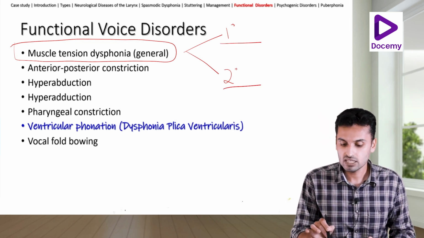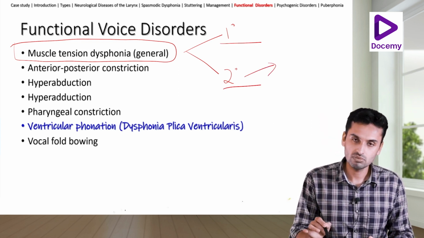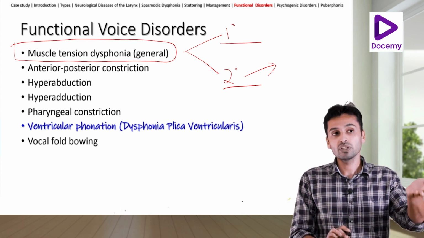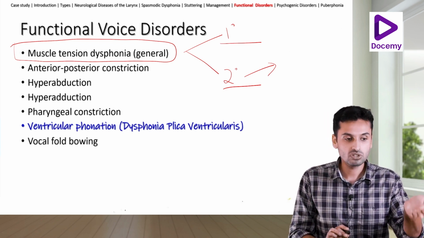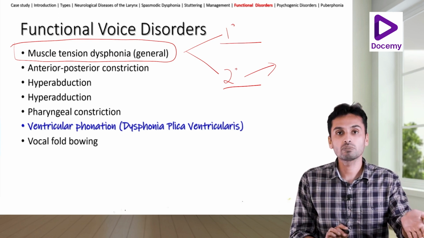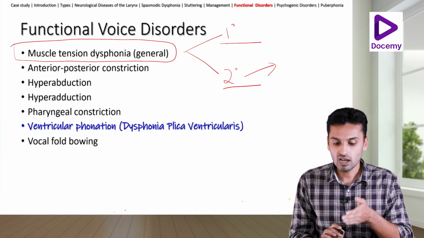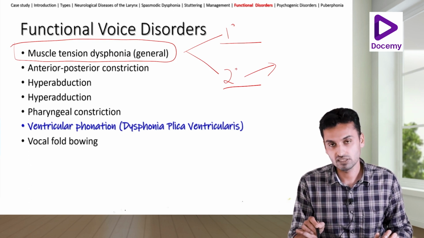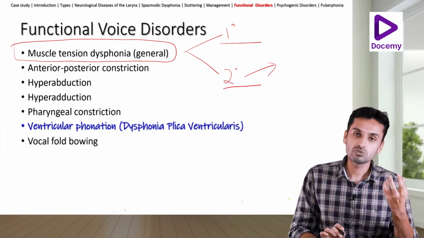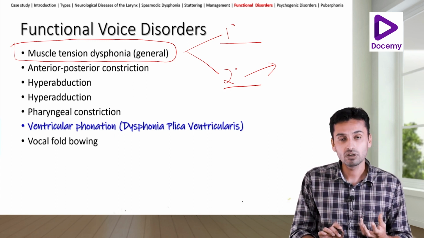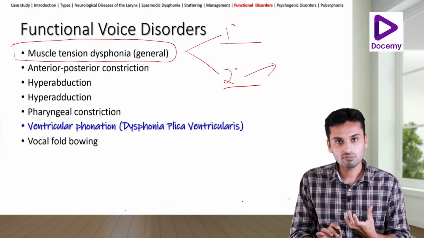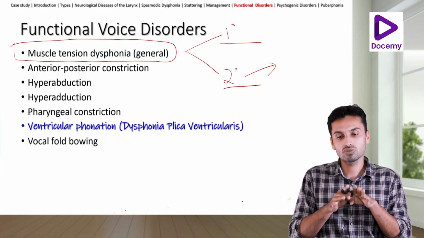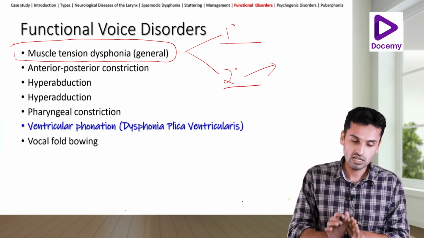And secondary is when they have a mucosal lesion, which can be temporary. For example, in our case study, the child had an upper respiratory tract infection. She probably had an organic structural problem like a laryngitis, and it is after that secondarily she develops this muscle tension dysphonia. Or probably a patient with a polyp or a chronic Reinke's edema, not able to speak well, starts using his false cords. So it can be secondary to some organic pathology.